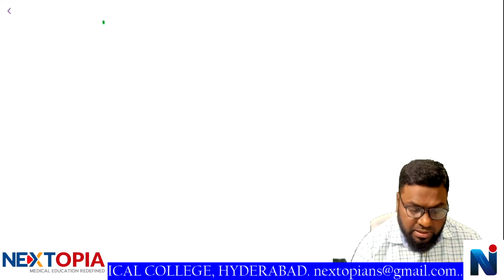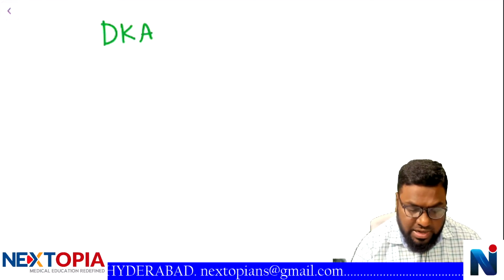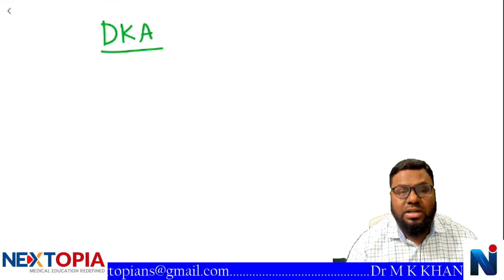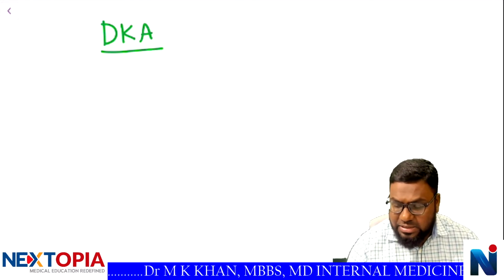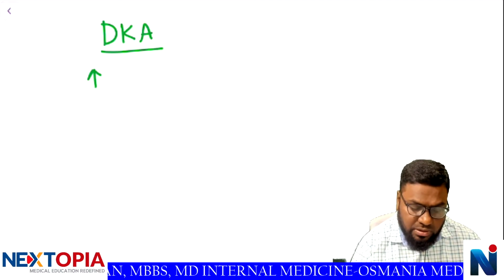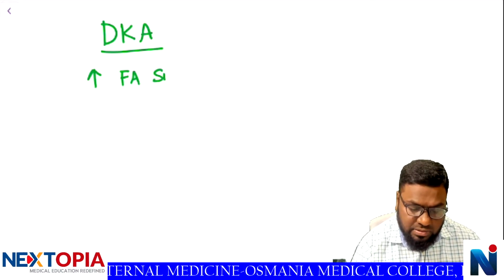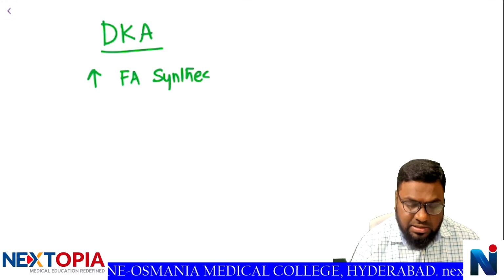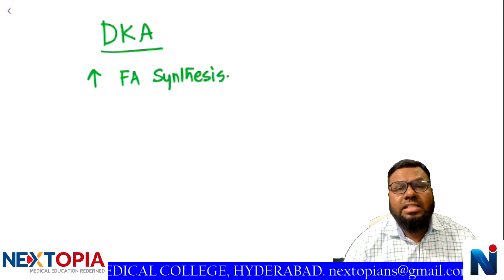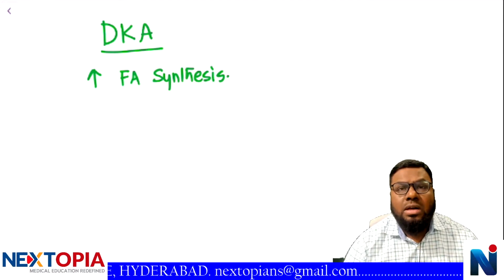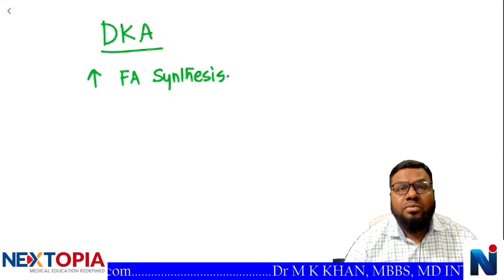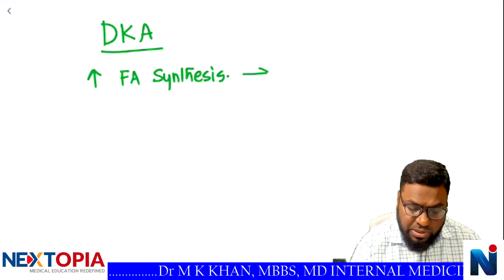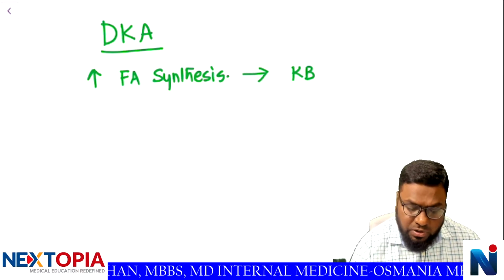that is diabetic ketoacidosis. What is diabetic ketoacidosis? Quickly we'll try to understand. So with the insulin deficiency, there is increased fatty acid synthesis. Now this increased fatty acid synthesis in the liver, preferentially it is converted into ketone bodies. What are the examples of ketone bodies in biochemistry?